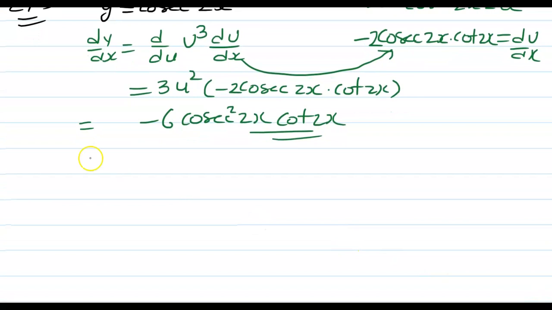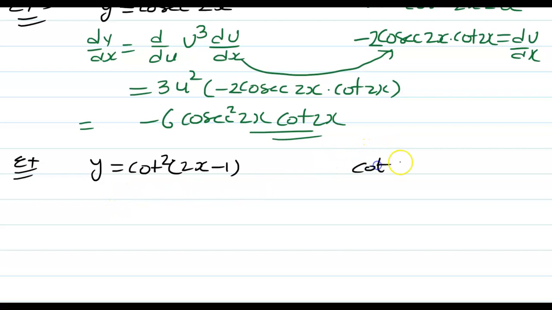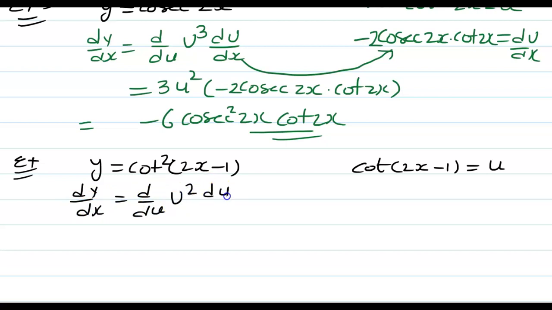Another question, example 4. If y is cot 2x minus 1, all squared, what will be the differentiation? Please pause the video and have a go. Welcome back if you have tried. So here we suppose cot 2x minus 1 as u. So dy over dx will be d over du of u squared times du over dx.